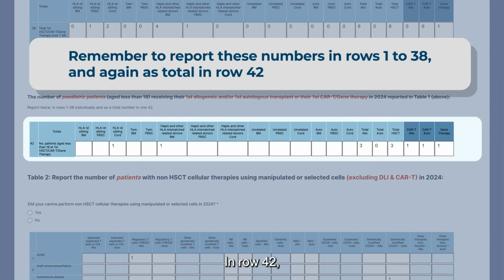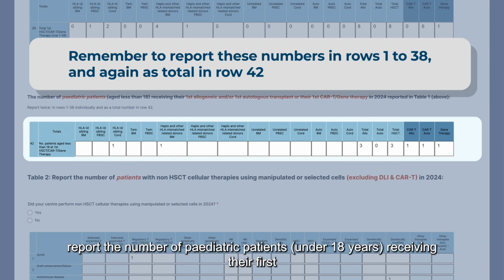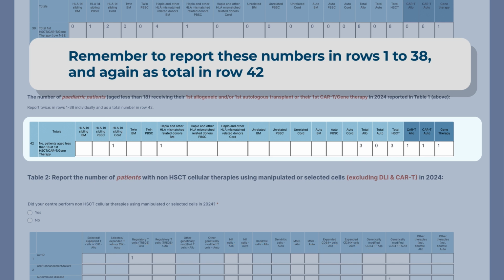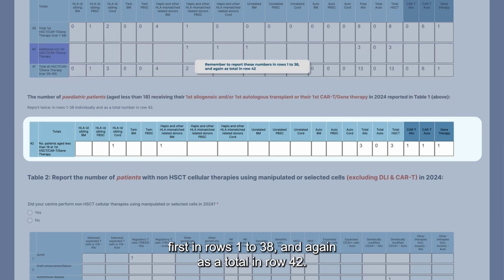In row 42, report the number of pediatric patients under 18 years receiving their first allogeneic or autologous transplant, or their first CAR-T gene therapy. Remember to report these numbers twice, first in rows 1 to 38, and again as a total in row 42.